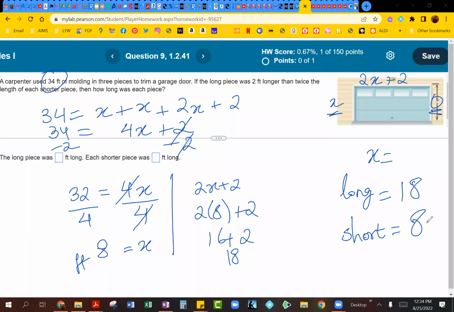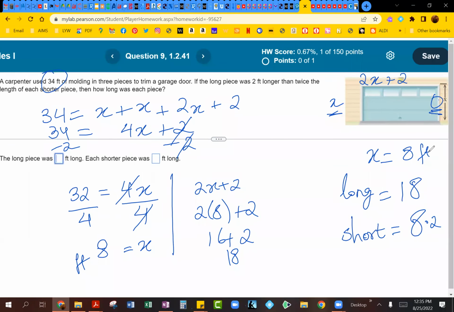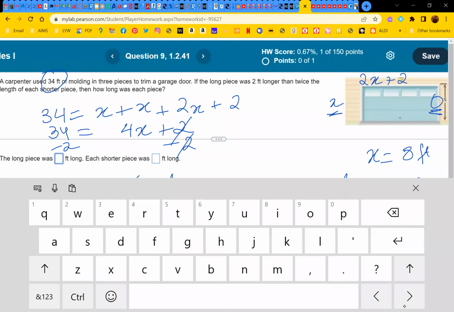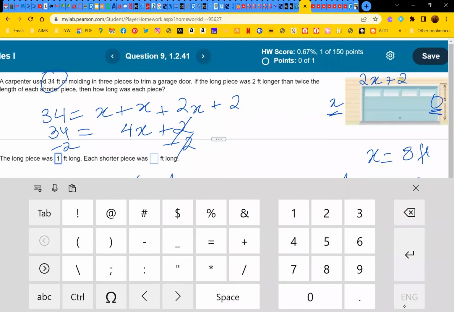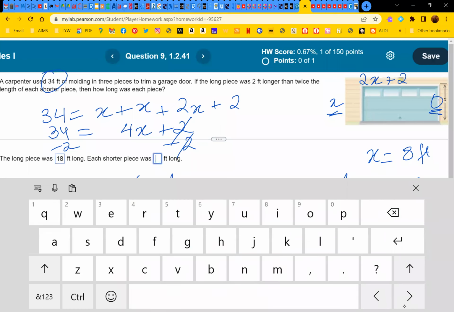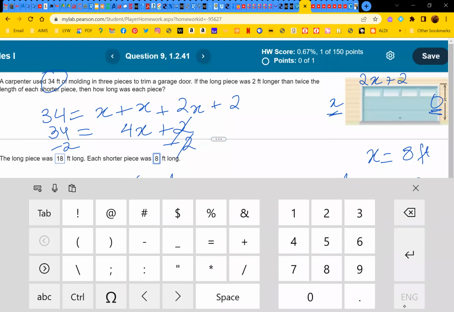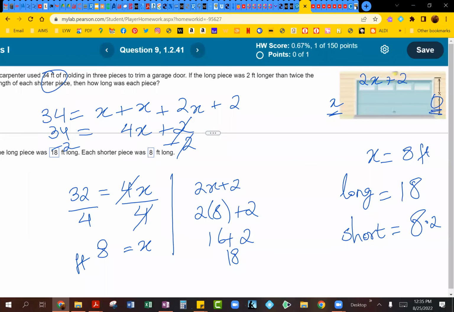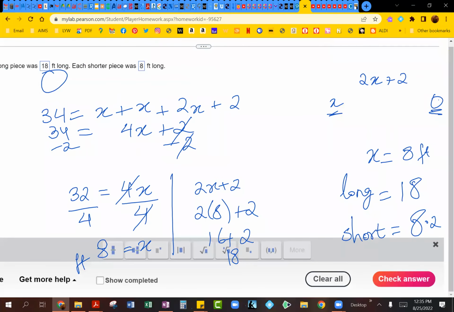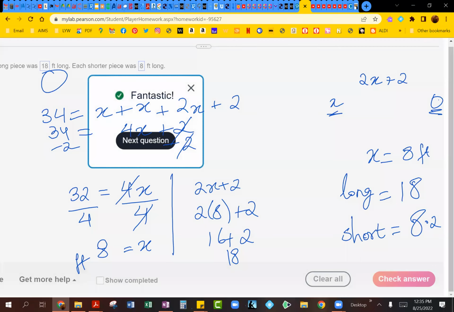So now think about it, if you do 18 plus 16 for the two shorter sides, it adds up to 34, right? So you know your measurements come out to be correct, so just have to plug these numbers in. The long piece was 18. Shorter one. And they just want one single measurement for the short one, so you'll be putting an 8 in there. Let's check our answer and we are good to go.